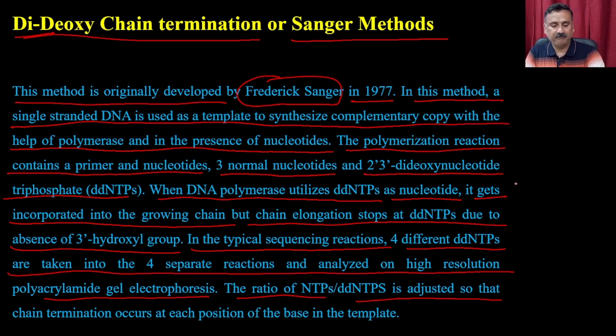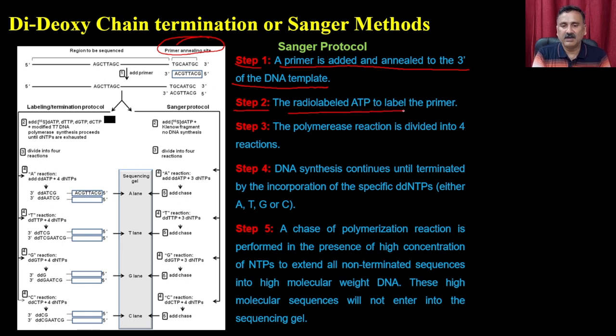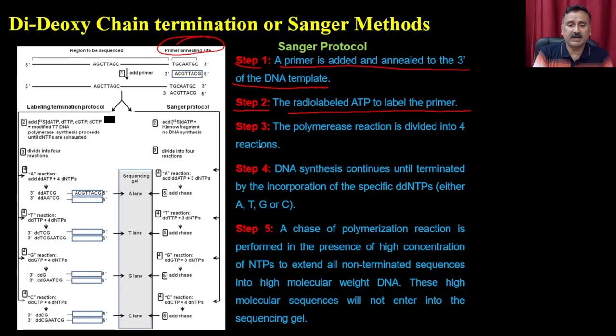in the template. So when you do the dideoxy chain termination method, for example, this is the region which you want to sequence. So you are going to have the primer. In step one, a primer is added and annealed to the 3' end of the DNA in a template. In step two, radiolabeled ATP is used to label the primer, so that you know which fragment is which, and you can identify these fragments on the autoradiogram.